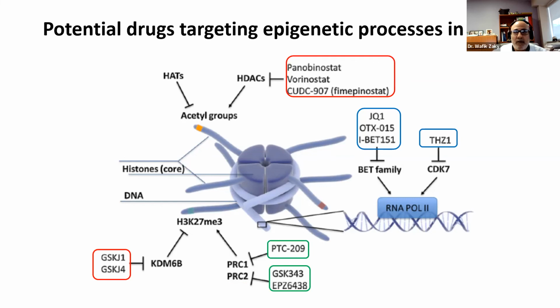Some of these showed promising results in preclinical data, like panobinostat, but unfortunately they failed in phase 1. But there are a couple of drugs like the GSK and the JQ1 that are under investigation now in phase 1, and hopefully they will be incorporated in the future in combination therapy with other drugs.